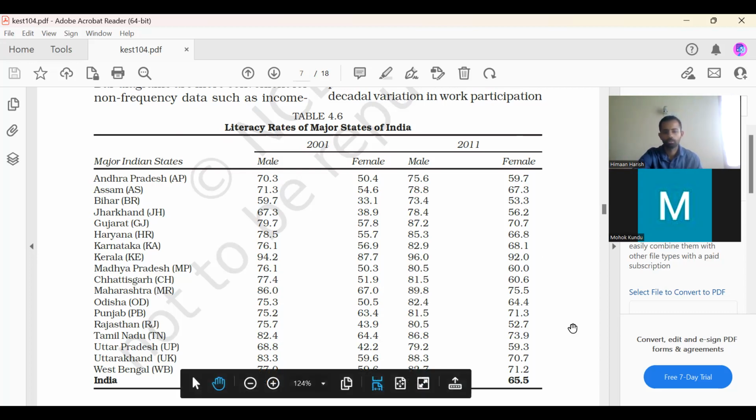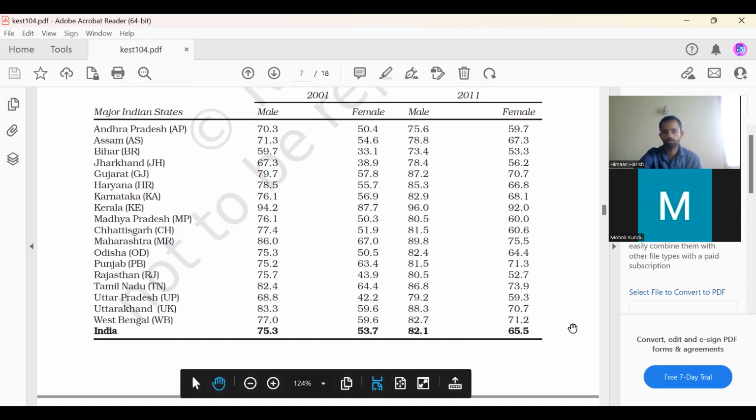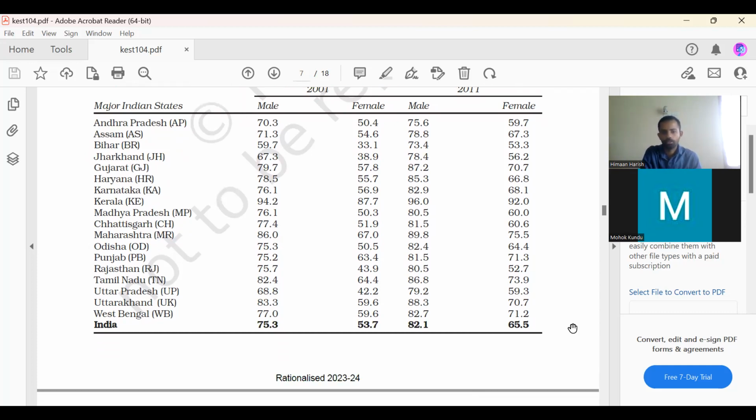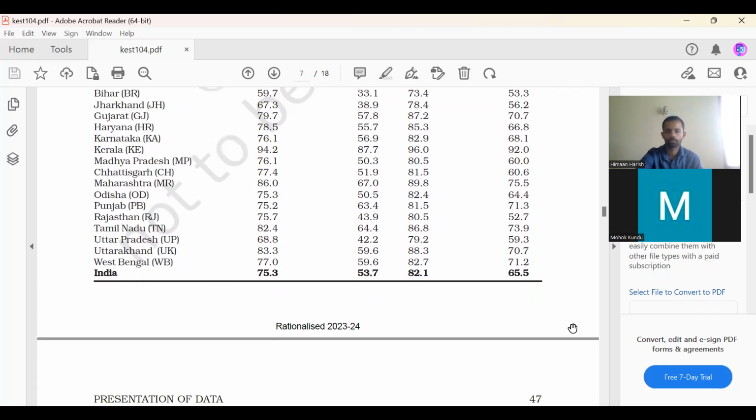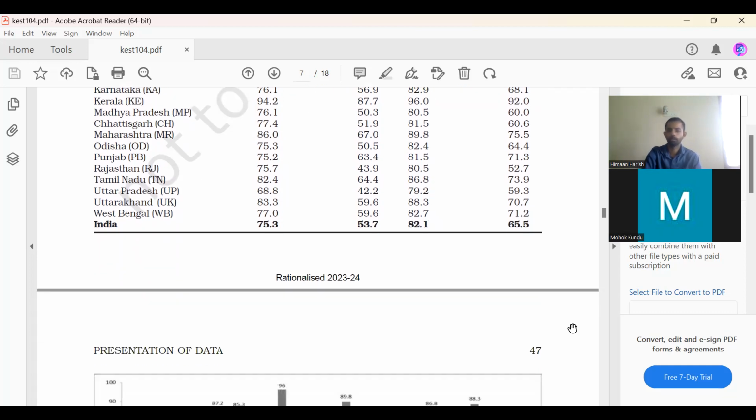And according to the data provided by each state, the male literacy rate in the 2011 census is 82.1, whereas it is 65.5, which is the average literacy rate for females in the country. So that's quite an improvement, but we should see that the female literacy rate also has to equal the male literacy rate.